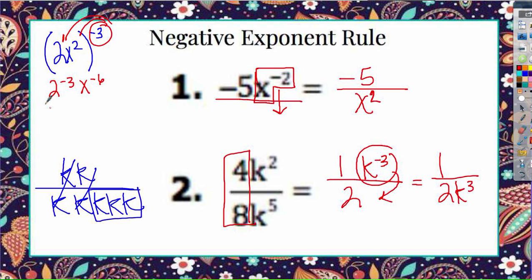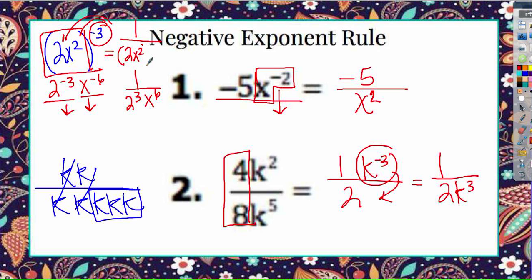I could distribute it and then move them both to the bottom to get 1 over 2 to the positive third, x to the positive 6. Or, since I'm noticing the entire parentheses is to a negative exponent, I can move the entire parentheses all together and switch it to be to the positive third exponent. So I really could look at this initially as 1 over 2x squared, now to the positive third power. And then I could continue to solve it from there, and I'd still come out with the same answer.